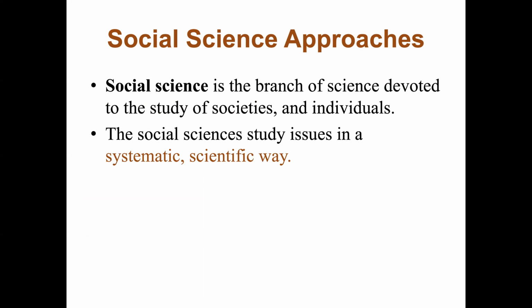To begin, if we were to discuss social science approaches, social science is the branch of science devoted to the study of societies and individuals. The social sciences study issues in a systematic and scientific way. Science is a systematic enterprise that builds and organizes knowledge in the form of testable explanations and predictions about the universe. The scientific method relies on systematic, repeatable testing of expectations against the observed world. And these methods include laboratory experiments, field surveys, case research, ethnographic research, action research, and so forth.